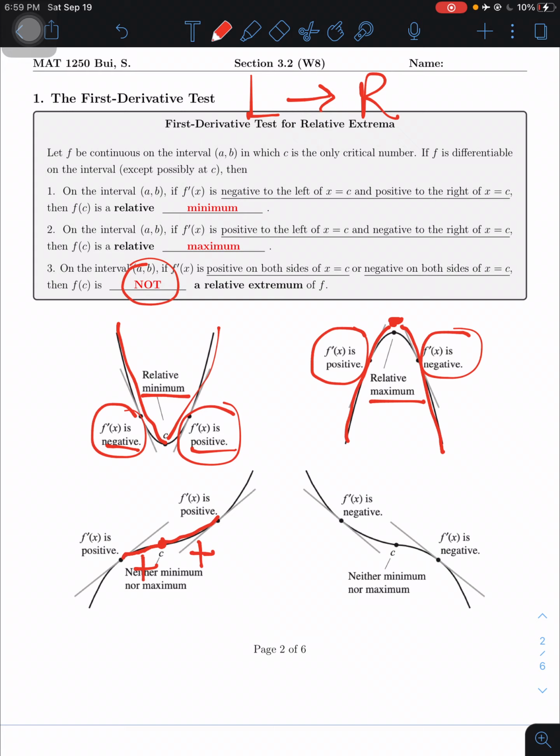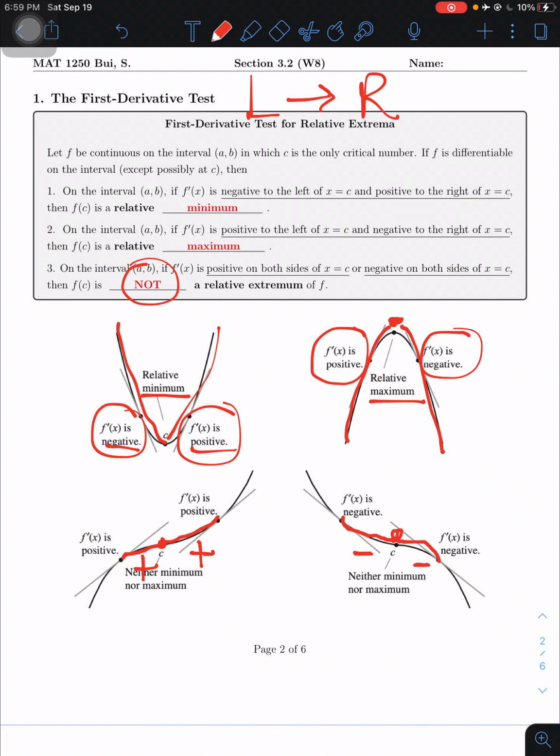Or from this scenario, the slope in here is going down, so it's negative, and then it keeps going down further on the right-hand side of c. So then this one is neither a maximum or a minimum. Okay, so this is all there is to it.